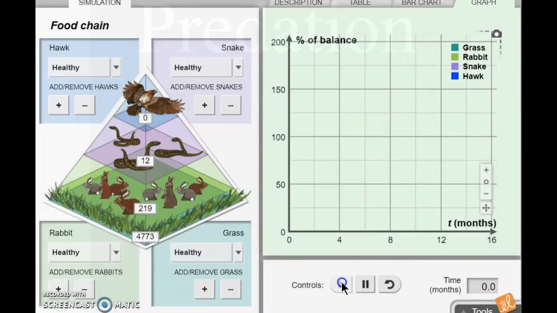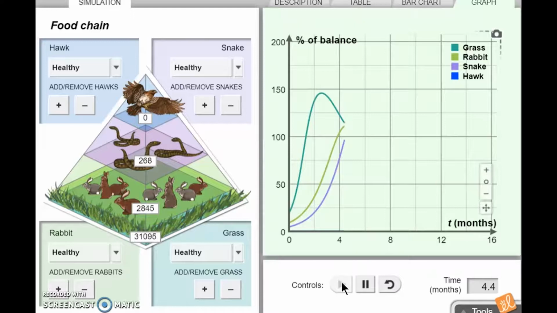Now, as you may notice, the snakes start off at a very small population of 13, while the rabbits start off at 226. Within months, the rabbit population experiences exponential growth due to the surplus of grass and a lack of predators. However, the snakes soon follow suit shortly after the rabbit's growth. This is due to an increase in the snake's food resource.